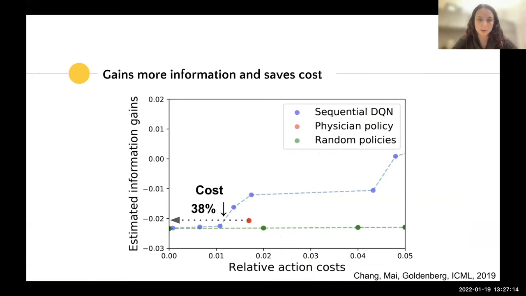This shows the result of the estimated gains from the method. In blue is our approach, and in green is if you just test more or less randomly, which is not what's done, but if the tests are done frequently without taking into account the state of the patient, there is a lot less information, and it may arrive too late. You can see that the physician policy here in red is what was observed in the data. Here we use the publicly available MIMIC ICU data set. So if our policy were used to decide on when and which test to do, we could reduce the cost by about 38% and gain a lot more information at the same time than the policy that physicians use would.